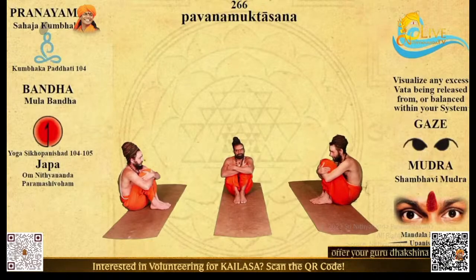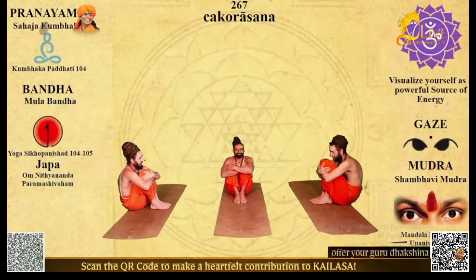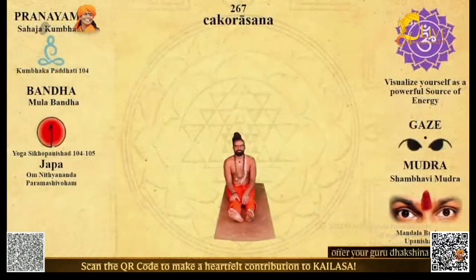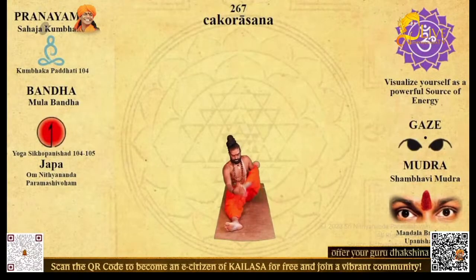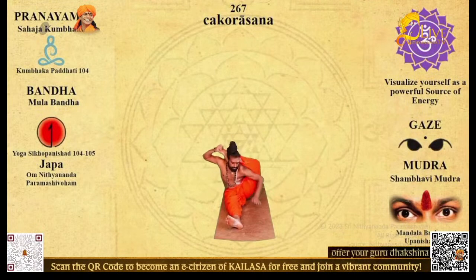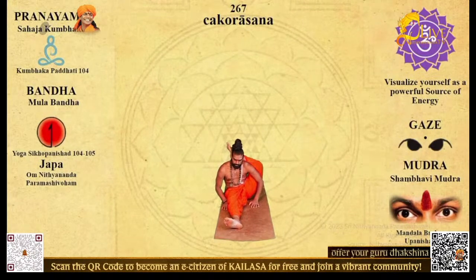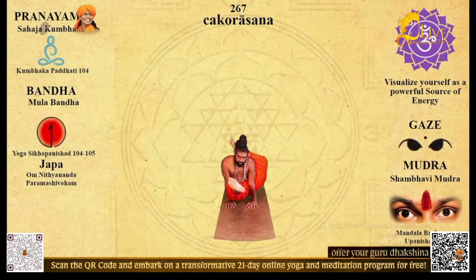Next up is Chakrasana. Sit and lift one leg behind your head and place both hands flat on the mat. Extend the opposite leg up and lift your entire body off the mat as you gaze up to your third eye and visualize yourself as a powerful source of energy.